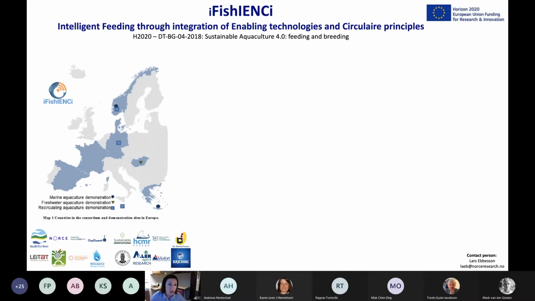And this is the Horizon 2020 project called iFishency. Here the project counts 11 European companies, SMEs and larger companies, which are represented here in the map. So you can see the blue circles here are representing the marine aquaculture demonstrations in Norway and in Greece, in Crete. In green, the green triangle here.